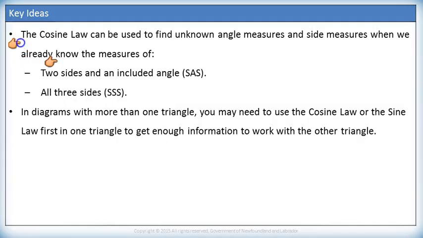Remember that the cosine law can be used in the situations where you know the two sides and an included angle or all three sides. And in some cases you may need to use one formula, the cosine law or the sine law, in one triangle to get enough information to work with another triangle for diagrams where there are two or more triangles.